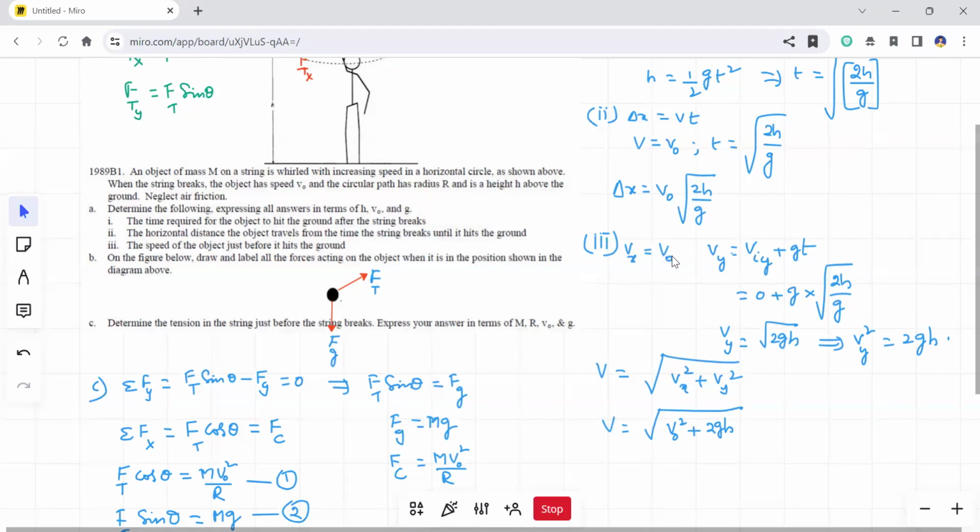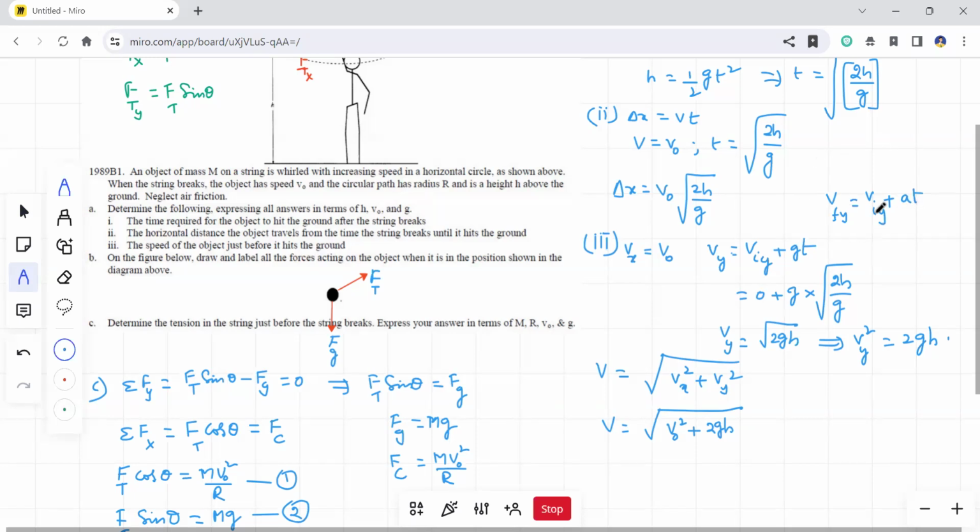Here Vx is equal to V naught and Vy is equal to Viy plus gt. That means this equation, I write here. This equation I got from the kinematic equation. Vy is equal to, this is final velocity, Vfy, I write, maybe that way you will be comfortable. Vfy is equal to Viy plus at.